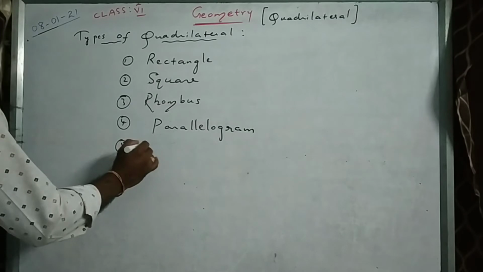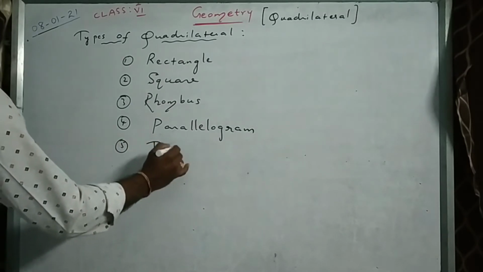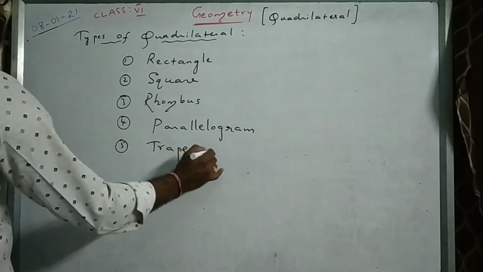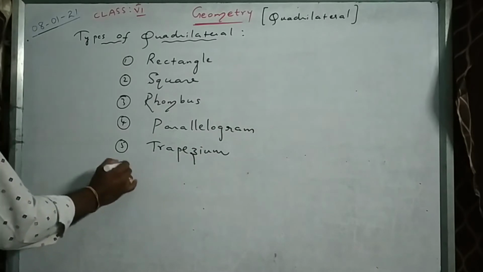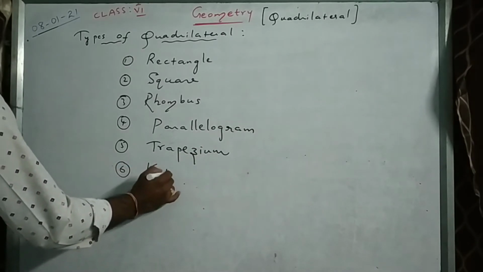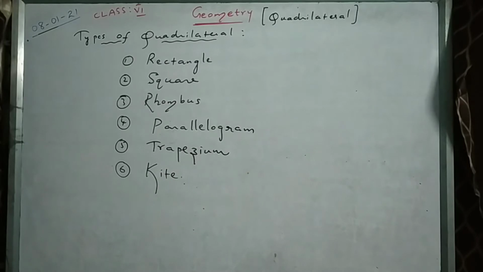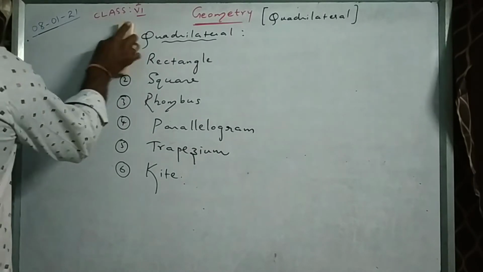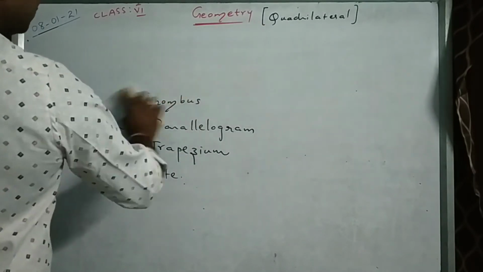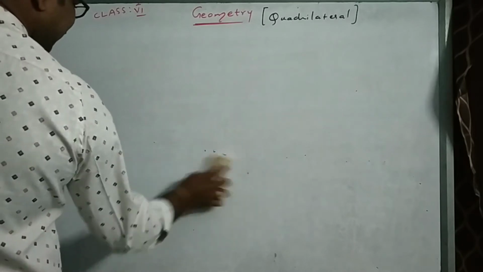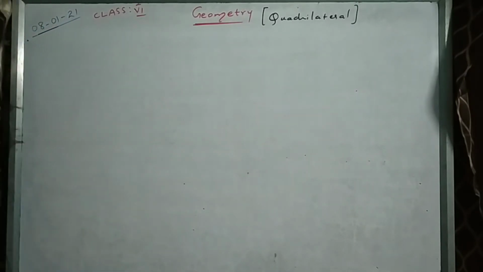Next, trapezium, and last, kite. Kite is also one type of quadrilateral. So we will be learning some concepts on this in the next classes. Okay. Now let me solve some problems on angle sum property of a quadrilateral.